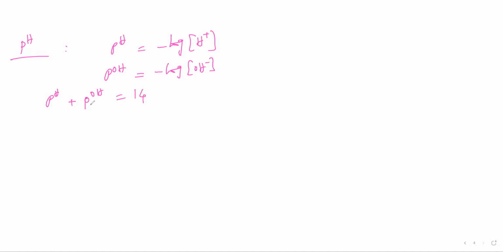Okay. Then concentration of H plus ion is equal to 10 power minus pH. Similarly, concentration of OH minus ions will be equal to 10 power minus pOH. So this is all about pH.